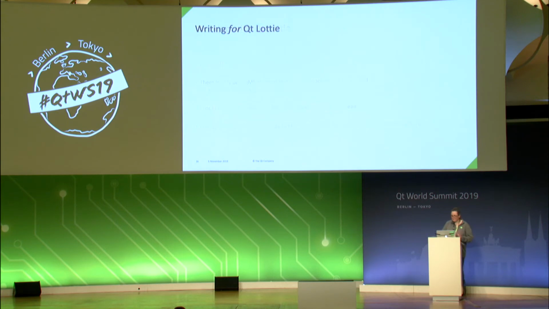Okay, so writing for Qt Lottie is where things get a bit harder. A good question, if you're looking at using Qt Lottie animations in your application, is how do you create the actual JSON files for the animations themselves? We could take a look at that. I think that's probably a good thing to do.